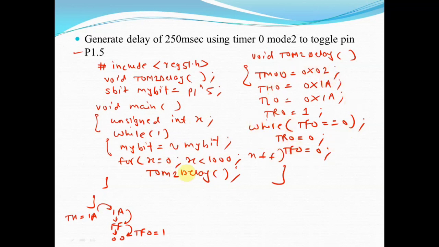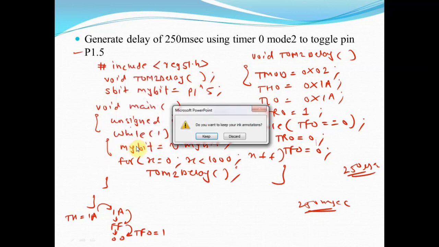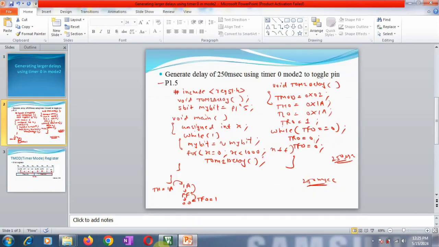Now remember that when you call the routine one time, it is going to generate a delay of 250 microseconds. So when you call it 1000 times, the net delay of 250 milliseconds will be generated between on and off of this pin. So this is the program for a 250 millisecond delay using mode 2. Now we'll see the program in Keil, and we will check the output for the same.